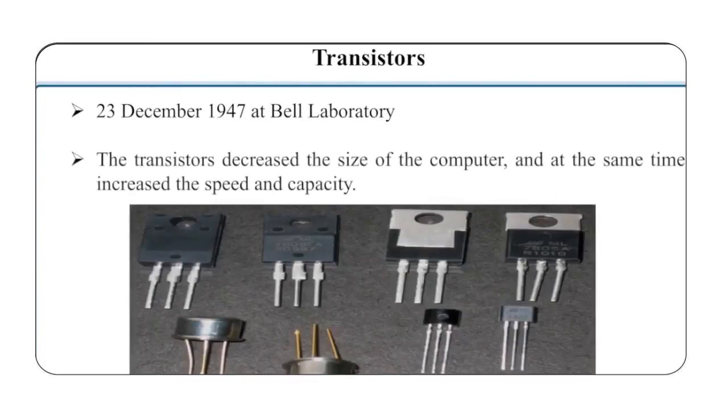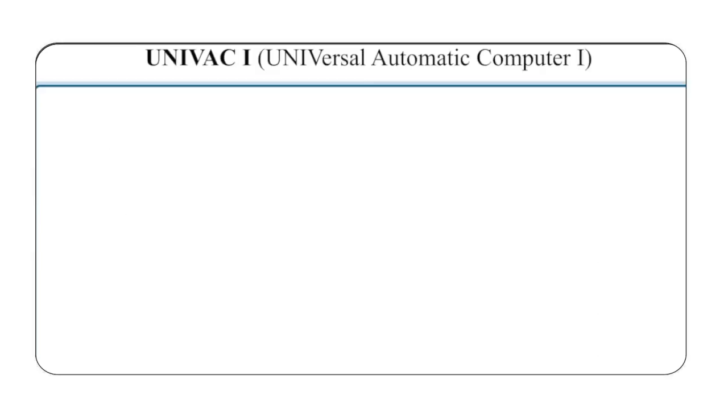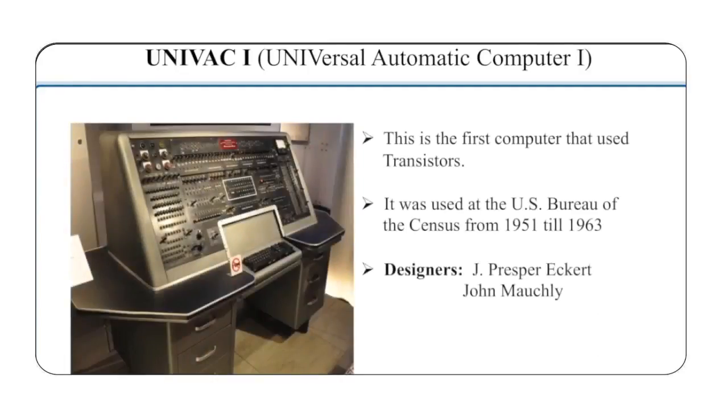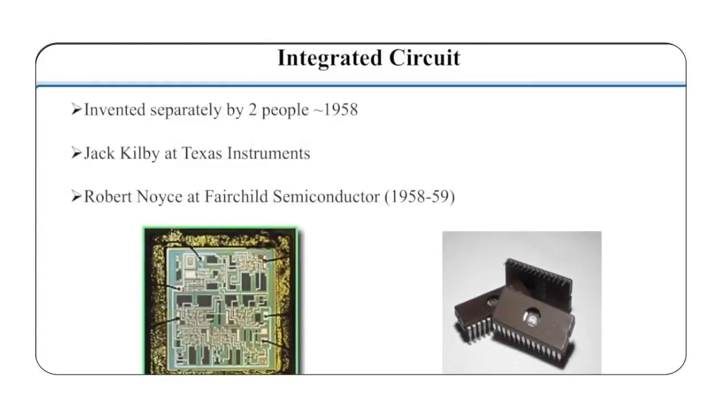the transistor. The transistors decreased the size of the computer and at the same time increased the speed and capacity. The Universal Automatic Computer, also called UNIVAC 1, became the first computer using transistors and was used at the US Bureau of the Census from 1951 until 1963. Software development also was in progress during this time. Invention of integrated circuit by Robert Noyce of Intel and Jack Kirby of Texas Instruments in 1960s was the turning point that marked the onset of a new generation of computers.